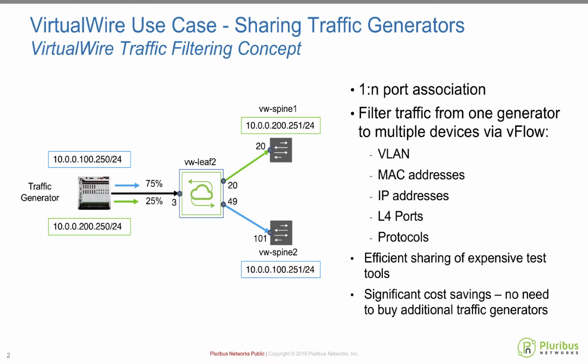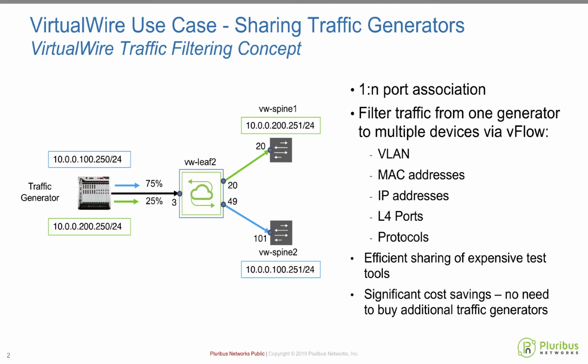stream. Now, NetVisor vFlow is a Pluribus technology used to define fabric-wide policies for line rate control, for manipulation, and the physical or logical redirection of traffic flows. In this case, we can direct traffic at line rate via multiple options, including VLANs, MAC addresses, IP addresses, layer 4 ports, and by protocol as well.